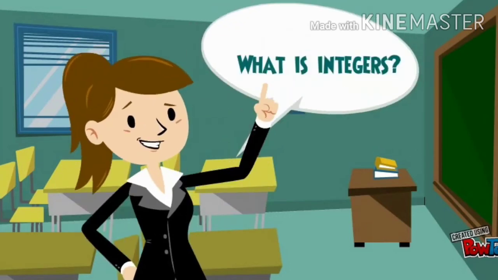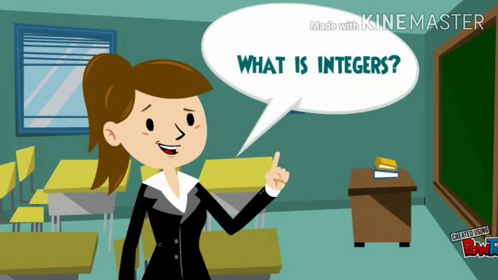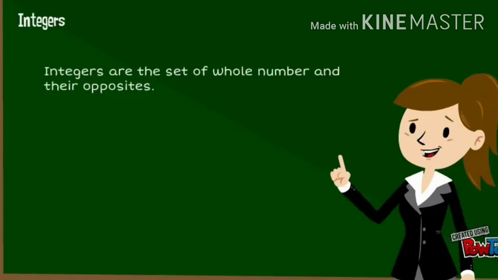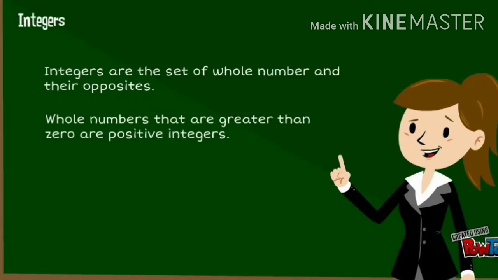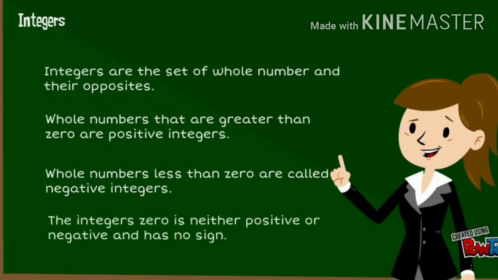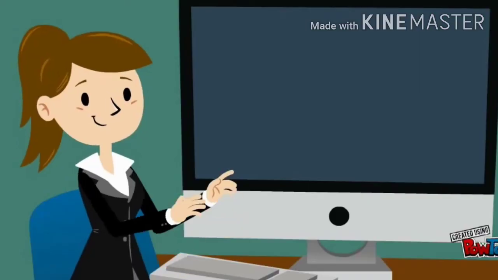Students, let's see an interesting video to recall this topic. What are integers? Integers are the set of whole numbers and their opposites. Whole numbers that are greater than 0 are positive integers. Whole numbers that are less than 0 are called negative integers. The integer 0 is neither positive nor negative and has no sign.